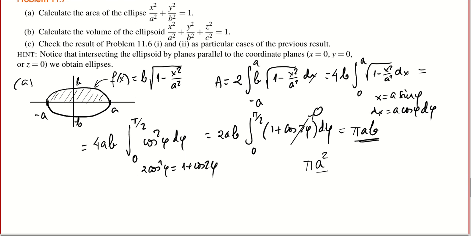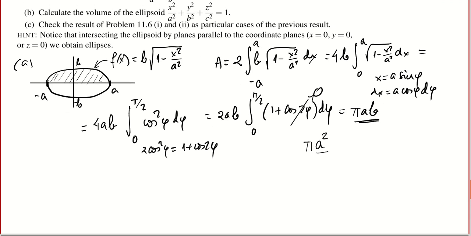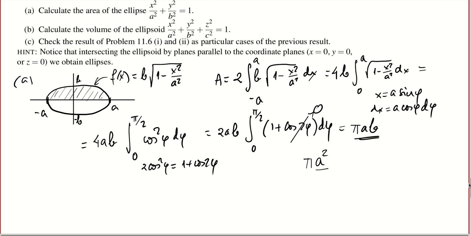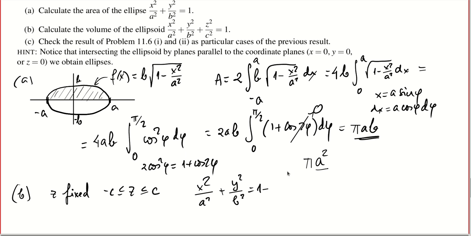Okay, let's calculate now the volume of an ellipsoid. And to calculate that, what we have to do is to make cross sections. Okay, so what we're going to do is to apply Pappus theorem, and we make cross sections at a fixed value of z. z can be any value between minus c and c, which is the range of values that it can take. And for any given z, what you have is x squared over a squared plus y squared over b squared is equal to 1 minus z squared over c squared. All right?